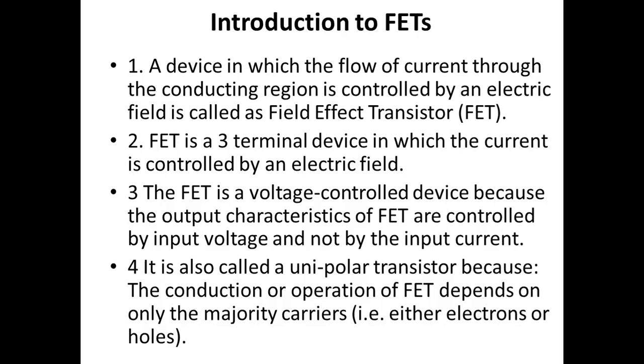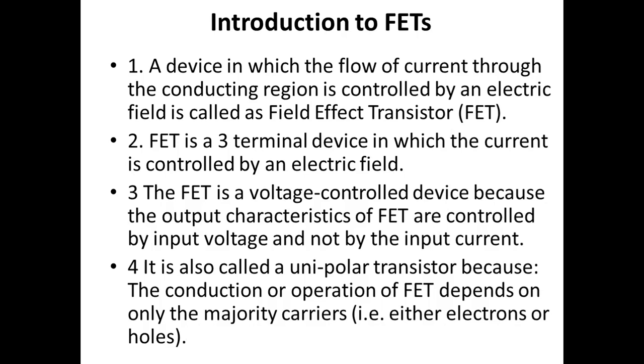BJT is a current control device. It is a voltage control device. So this field effect transistor consists of 3 terminals, and these terminals are known as gate, source, and drain. It is a voltage control device because the output characteristics of field effect transistors are controlled by input voltage and not by the input current.